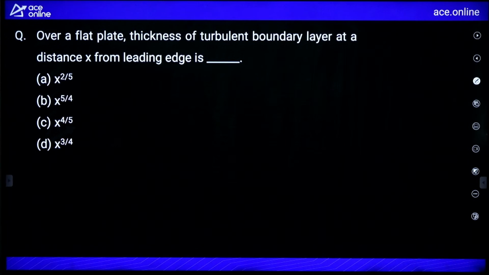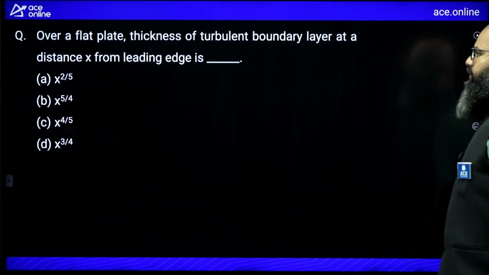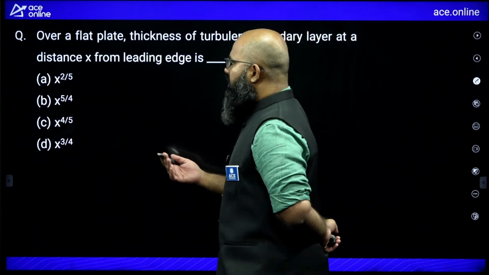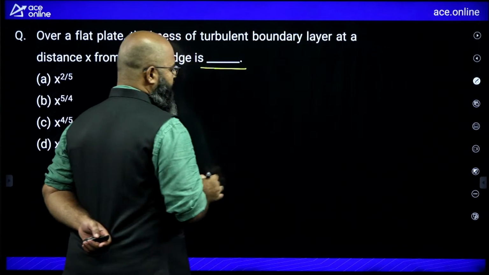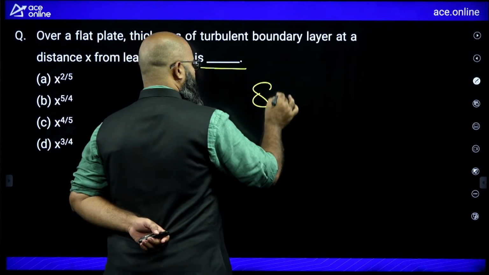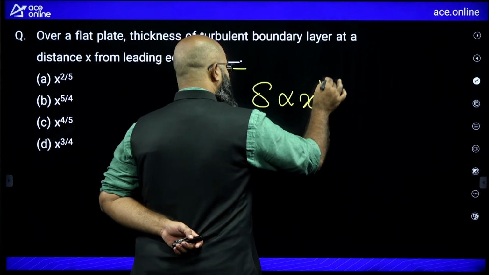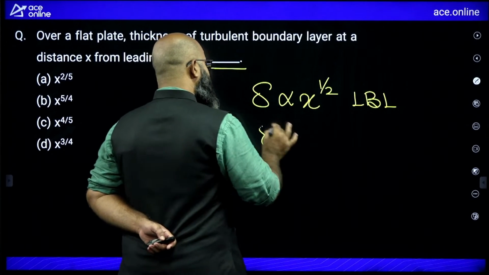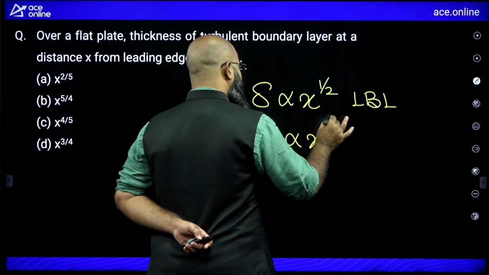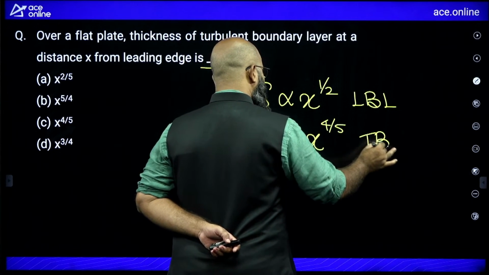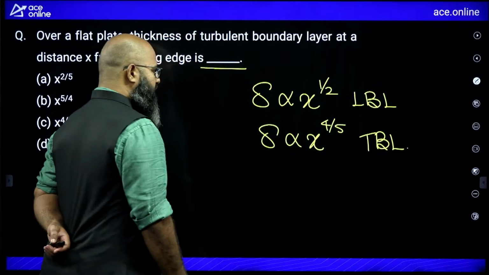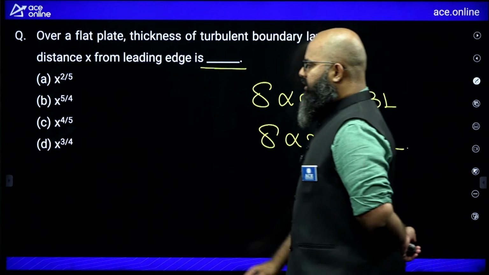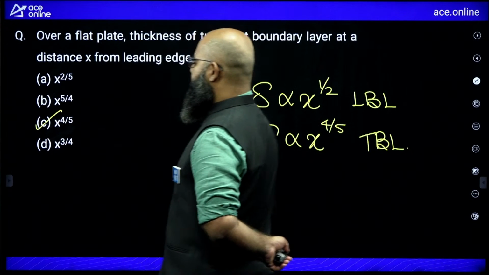Moving further, the question over here is saying, over a flat plate, the thickness of turbulent boundary layer at a distance x from the leading edge is proportional to what? Look, this is very important. Delta is proportional to x power half in the case of laminar boundary layer. And delta is proportional to x power 4 by 5 in the case of turbulent boundary layer. Remember this thing. So the correct answer over here will be option C.